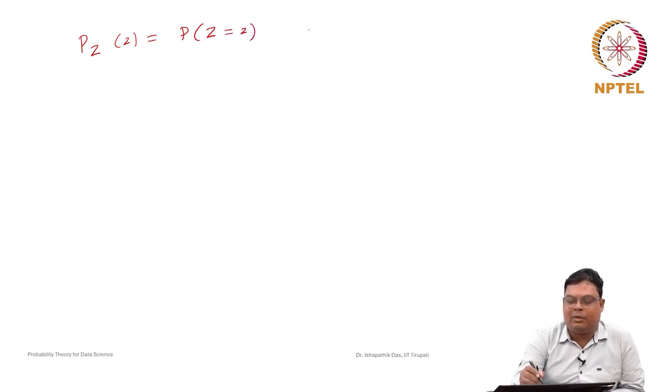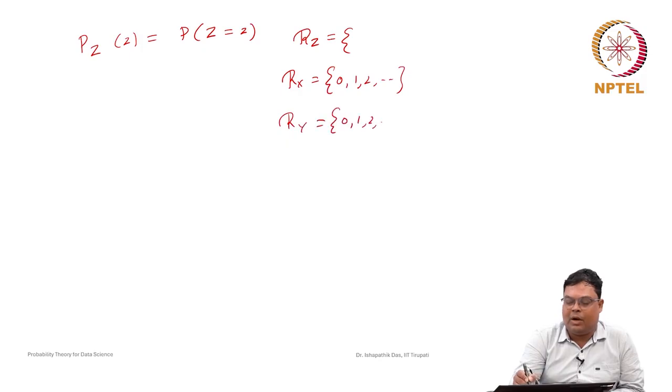Now, what will be the range of the random variable z? The range of x, the number of accidents for a Poisson random variable, is 0, 1, 2 and so on, and the range of y is also 0, 1, 2 and so on. Then the range of z will also be 0, 1, 2 like this, but we do not know what the distribution is, so that is why we want to find the probability mass function.